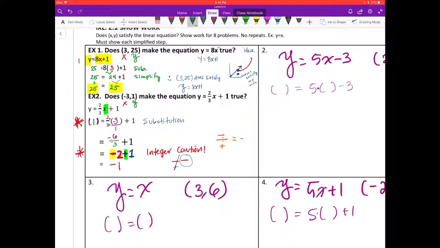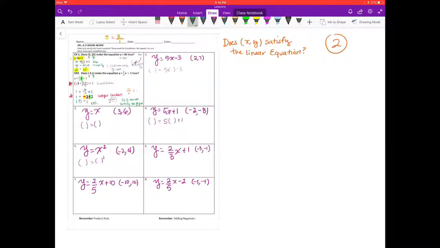And we forgot our left side. 1, 1, 1. Does 1 equal negative 1? No. So (negative 3, 1) does not fit, but we're not going to say fit, we're going to say satisfy the linear equation.